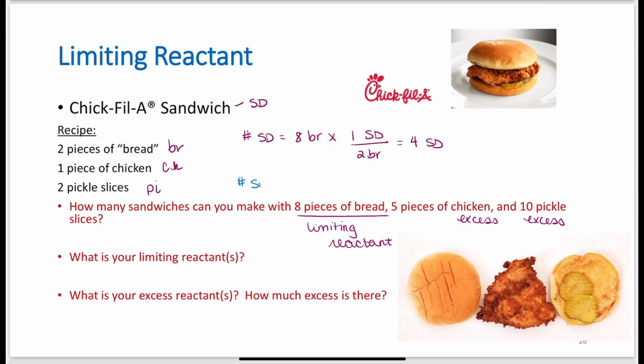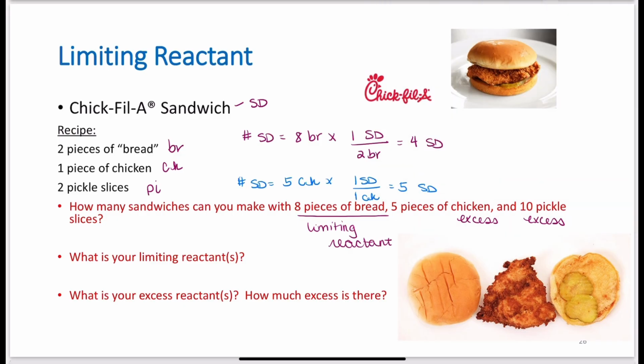What about with my chicken? Number of sandwiches? I have 5 pieces of chicken. Every one sandwich requires 1 piece of chicken. So I can make 5 sandwiches from my chicken.